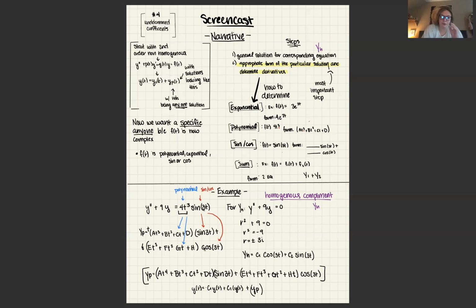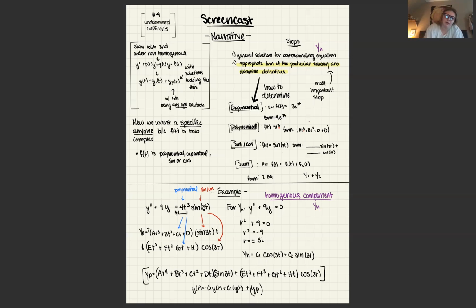So let's do an example. First, I just want you to pay attention to the right side. You have 4t^3 sin(3t). So you're thinking of it like this: you have two functions. You have your polynomial, which is your 4t^3, and then your sine and cosine, which is sin(3t). Since I know sin(3t) means you're going to have a sine and a cosine, which I've drawn arrows for, you're going to have a space times sin(3t) plus a space times cos(3t).